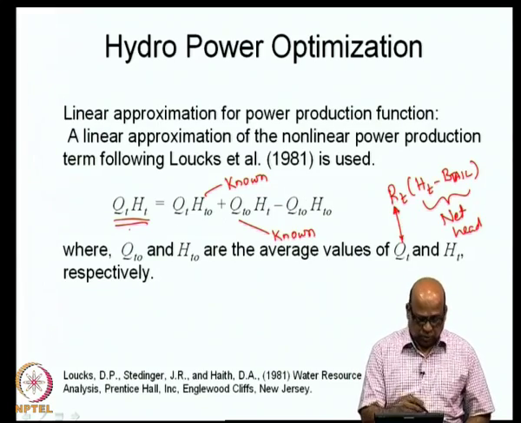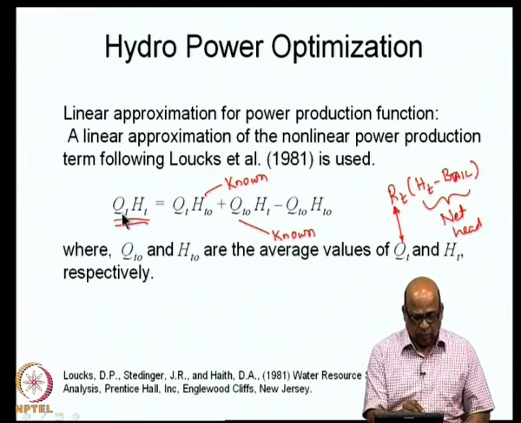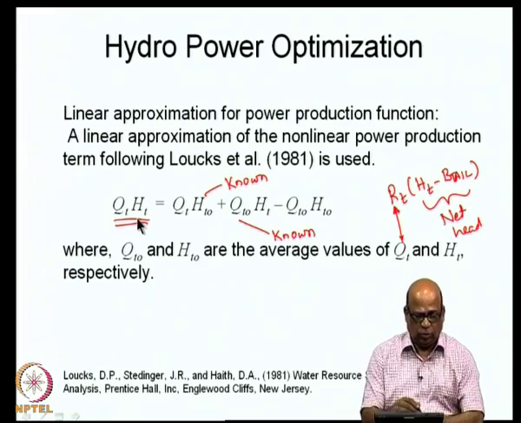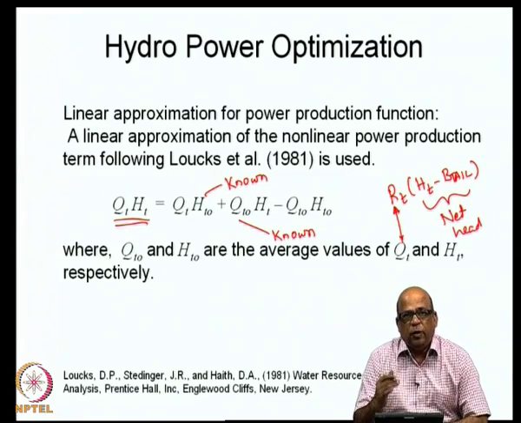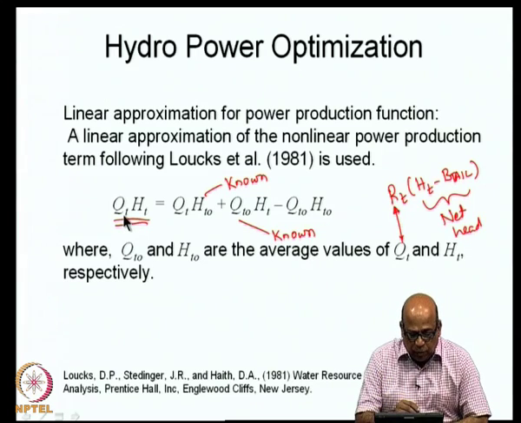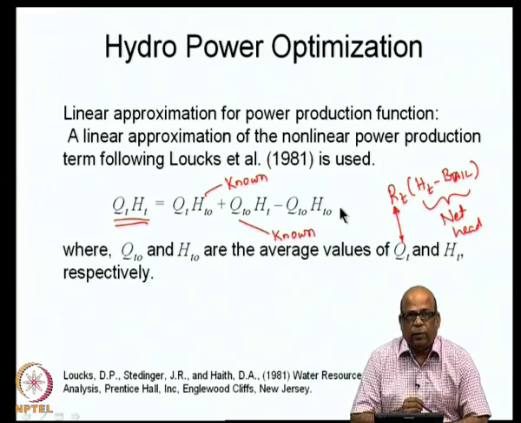So, essentially what we are doing is multiplication of two decision variables, both of which are unknown, and multiplication of the two decision variables will render the problem to be non-linear, and therefore, to overcome that problem of non-linearity, we express the multiplication as Qt into Ht naught plus Qt naught into Ht, Qt naught is known, Ht naught is known, minus Qt naught into Ht naught. Therefore, this becomes a linear function.